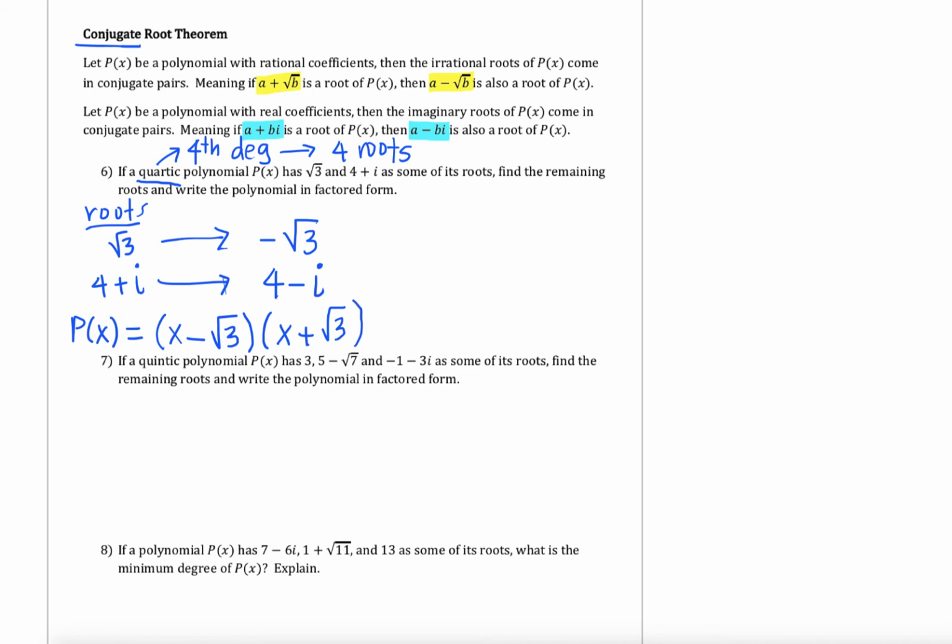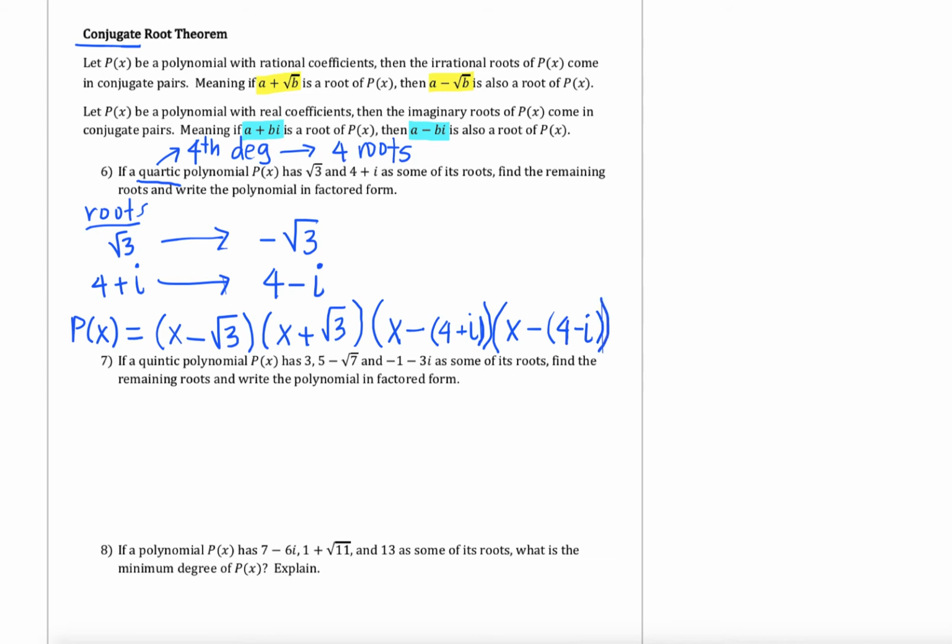Now for 4 plus i and 4 minus i, I've got to be careful here. I'm going to do x minus, but since my root itself has more than one term, I need to put another set of parentheses around it. So I end up with x minus (4 plus i), and then for the last one I'll get x minus, and then in parentheses, (4 minus i). Whoops, there we go, close our parentheses there.